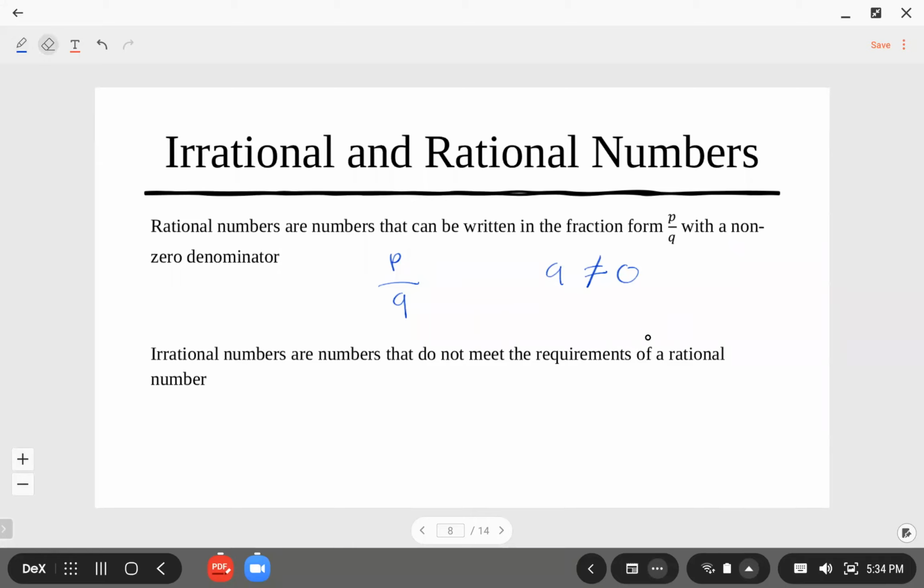Some decimals go on forever, right? Say pi, right? 3.14159265358. It goes on forever in a random pattern, right? So that is not an example of a rational number because it cannot be written in this fraction form, because p has to be a terminating decimal or an integer of some sort. Okay?